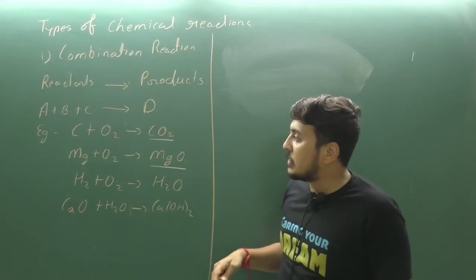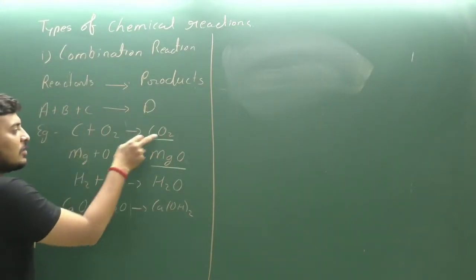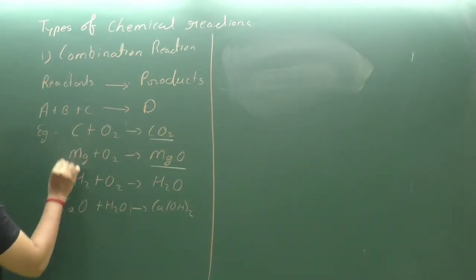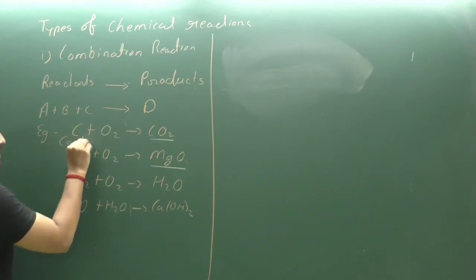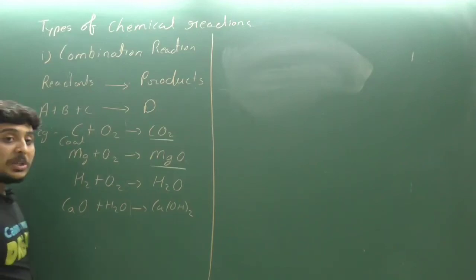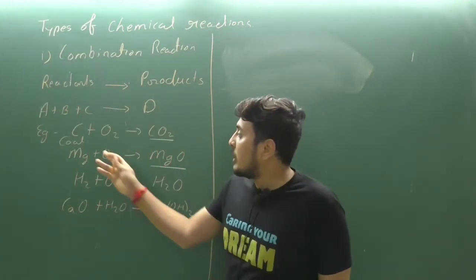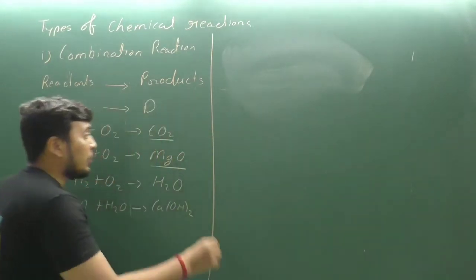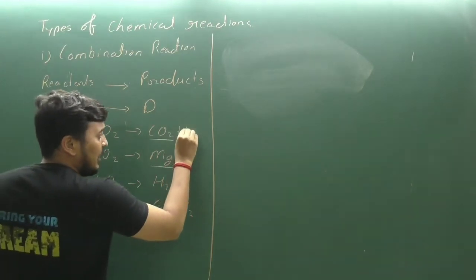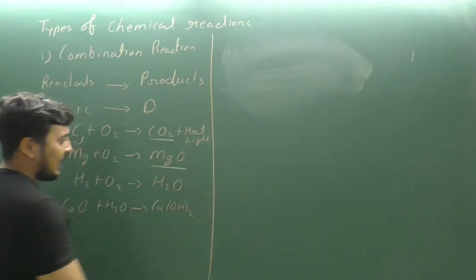In combination reactions, what types of reactions are there? Carbon reacts with oxygen, forms carbon dioxide. What is the reaction of carbon with oxygen? Carbon means coal. Generally, carbon can be considered as coal. Combustion of coal, that is burning of coal, will produce a gas, carbon dioxide, and it will release heat and light.